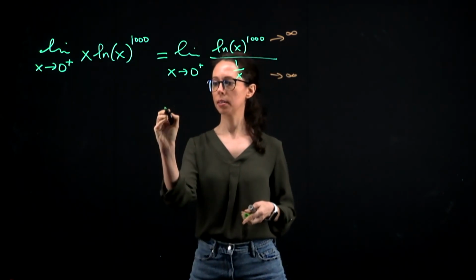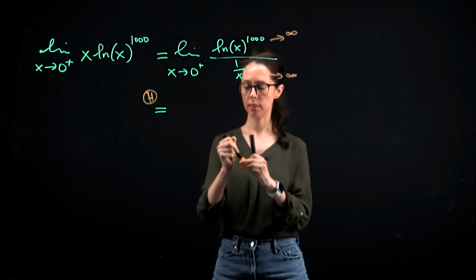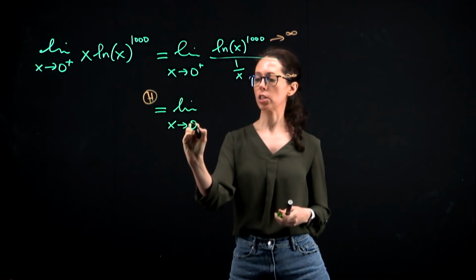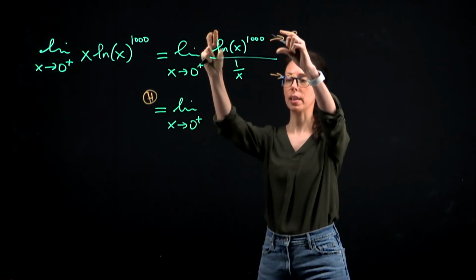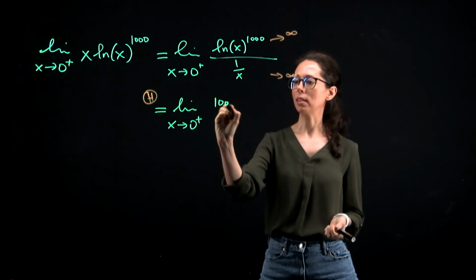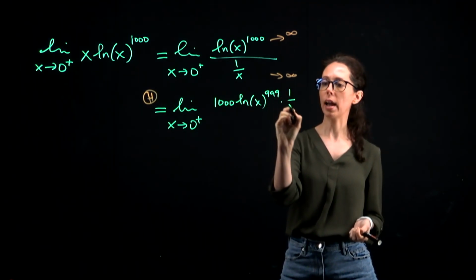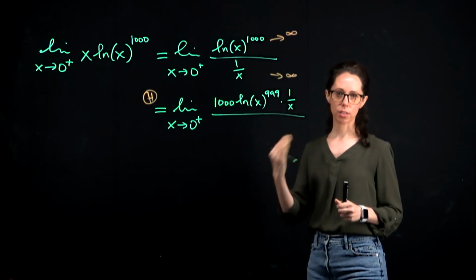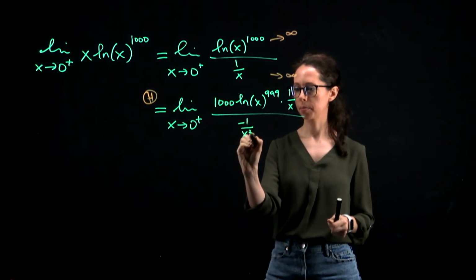So we'll say that with L'Hopital's rule, this limit should be the same as the limit of the expression as x goes to 0 from the right of the ratio of the derivative of this to the derivative of that. So differentiate the top. We've done this before. It's going to be 1,000 natural log of x to the 999 times 1 over x. Differentiate the bottom. That's x to the negative 1, so that's negative x to the negative 2. Negative 1 over x squared.